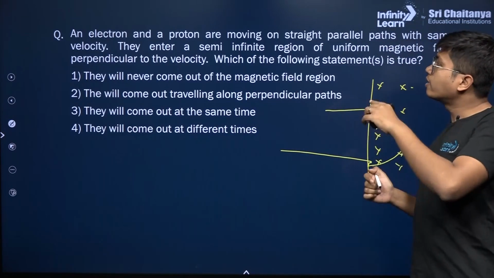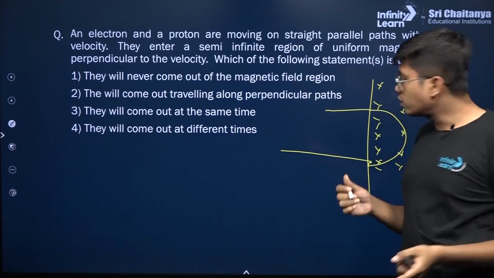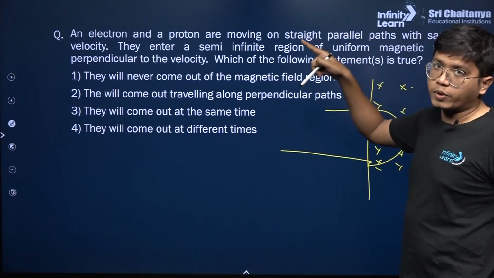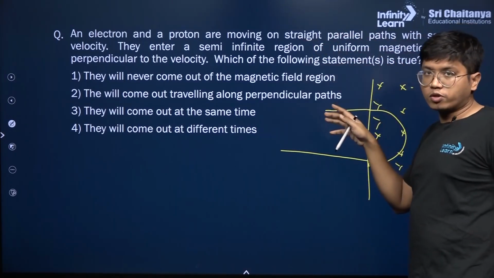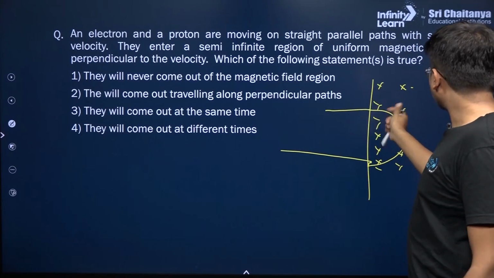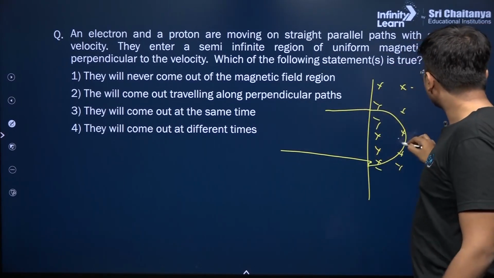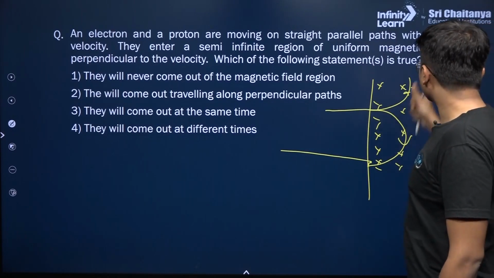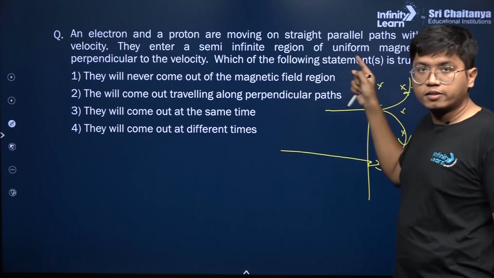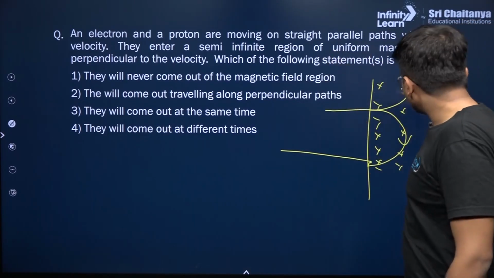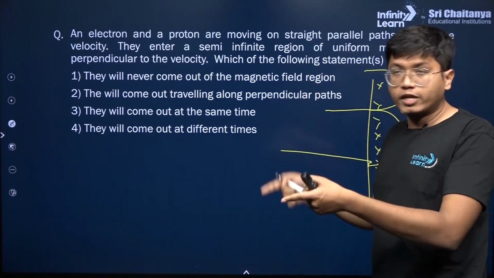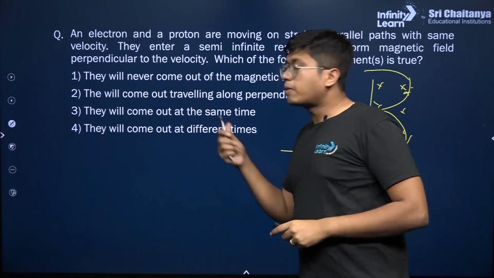For a proton and an electron, they have opposite charge, which means maybe if proton turns this way, electron is going to turn the other way. That is the only difference that is going to happen. Or rather, by the sign, electron would turn this way and the proton would turn this way, because V cross B would be in that direction. Right? So proton goes that way, electron goes this way, but they eventually come out in the same direction, parallel to each other. Third one, they will come out at the same time.